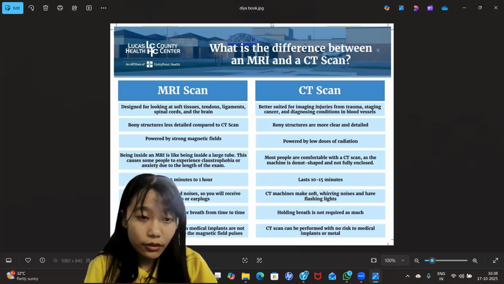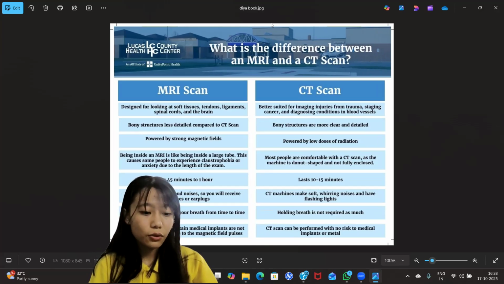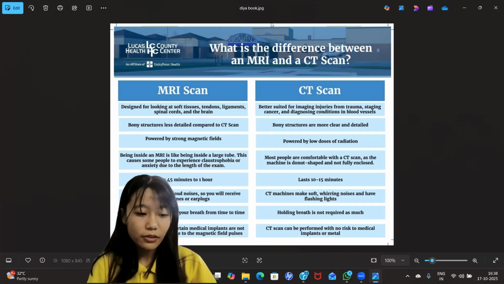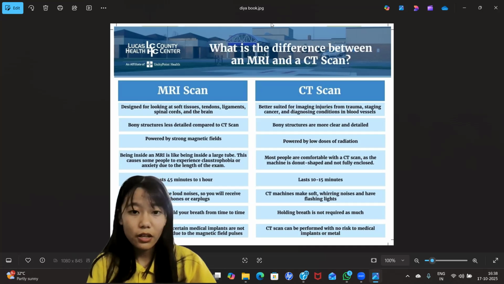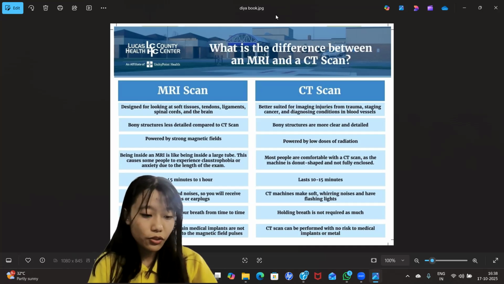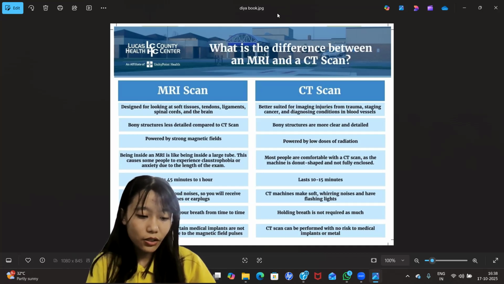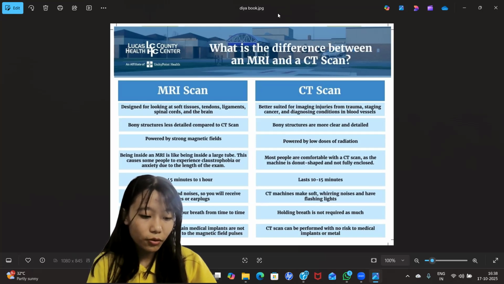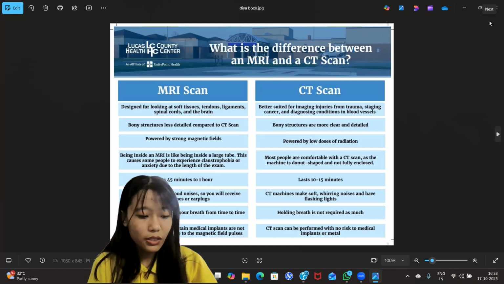As you can see in here, an MRI scan is designed to look at soft tissues like tendons, ligaments, the spinal cord, and the brain. It uses strong magnetic fields, not radiation. However, the bony structures appear less detailed than in a CT scan. Since the MRI machine is a large tube, some patients may feel claustrophobic or anxious. The scan takes about 45 minutes to 1 hour, and the machine makes loud noises, so you'll be given earplugs or headphones. Also, people with metal implants usually cannot undergo MRI due to magnetic effects.